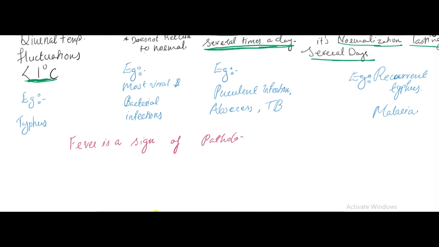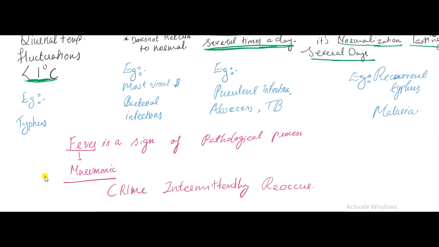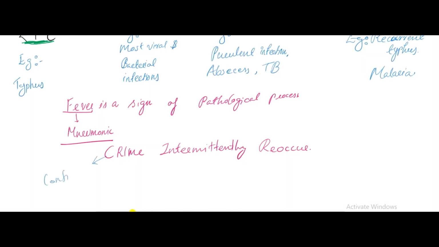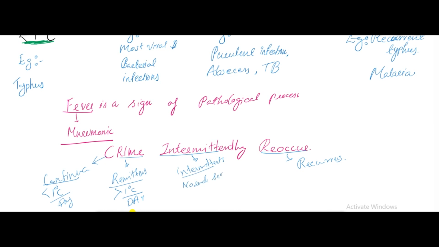Okay, for fever, we know fever is a sign of a pathological process. This mnemonic may be helpful for you: CRIME, intermittently reoccur. The C stands for continua, and RIME stands for remittance, intermittence, and recurrence. Continua is less than 1 degree Celsius per day, remittance is greater than 1 degree Celsius per day, intermittence is normal several times per day, and recurrence is normal for several days.